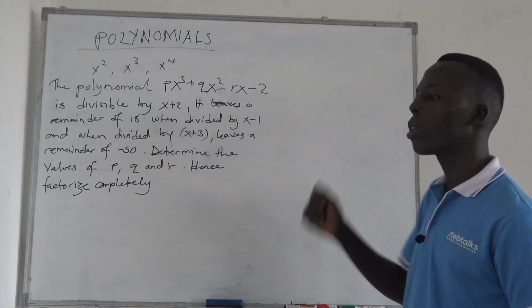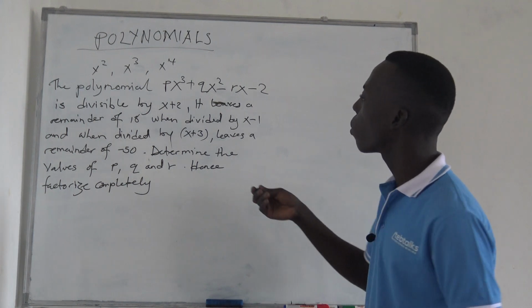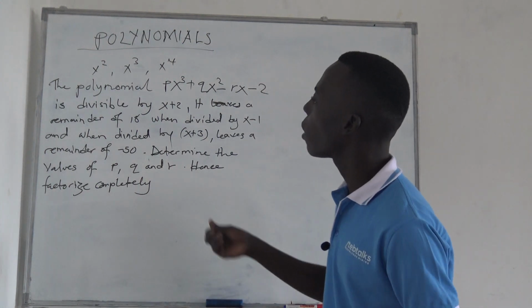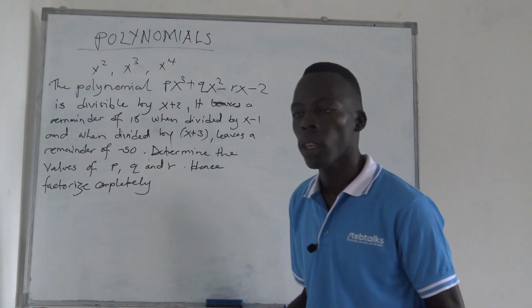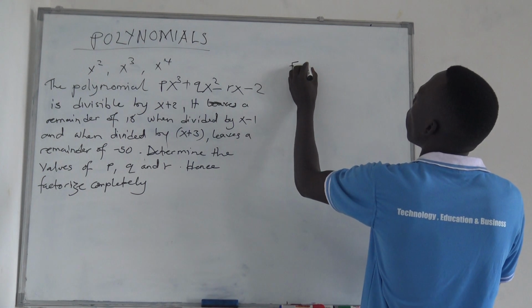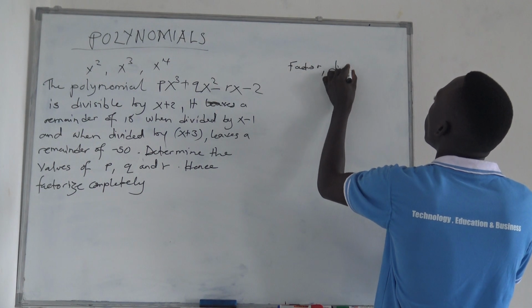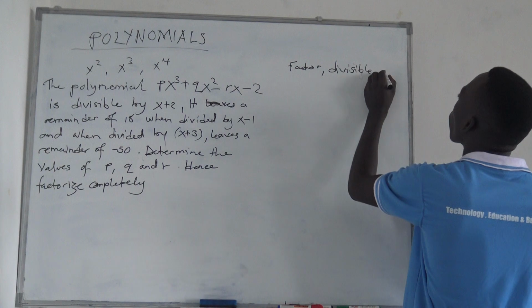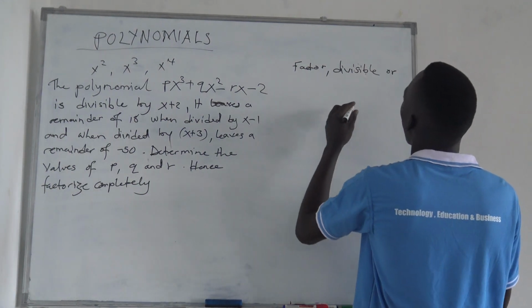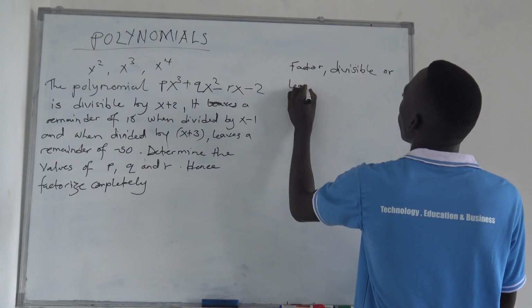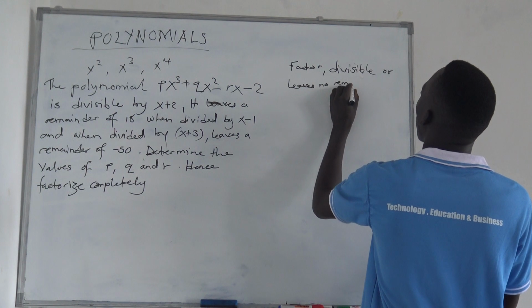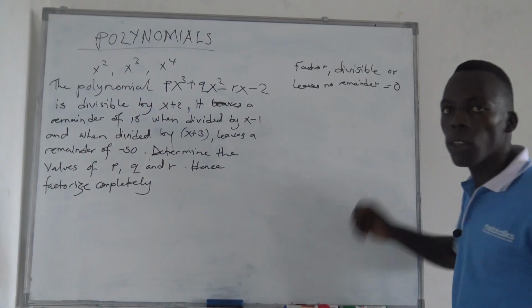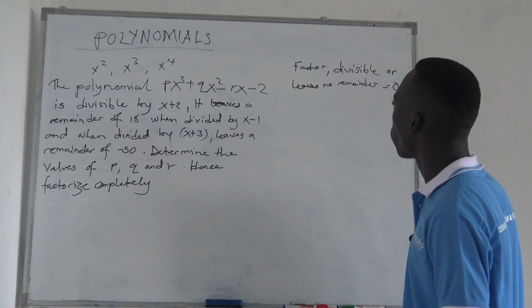You are saying it's divisible by the other one, and we say when a number is being divided by the other number, when we are dealing with polynomials, we equate everything to zero. When they say factor, comma, divisible, or leaves no remainder, these three things mean that you equate that equation to zero. So that is what you must know first before you continue with the equation.